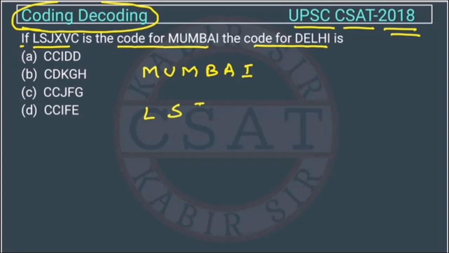So there are two ways we can write this. We can say Mumbai is coded as this, right? Or we can say this is the code for Mumbai. So they have given this language. So don't think it's vice versa, right? So LSZ is not coded as Mumbai, right? So Mumbai is coded this way, right?